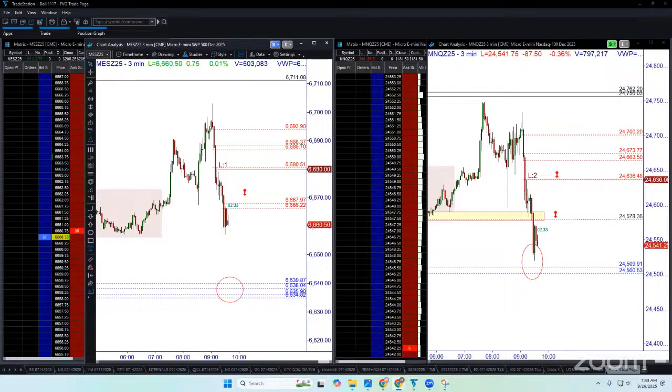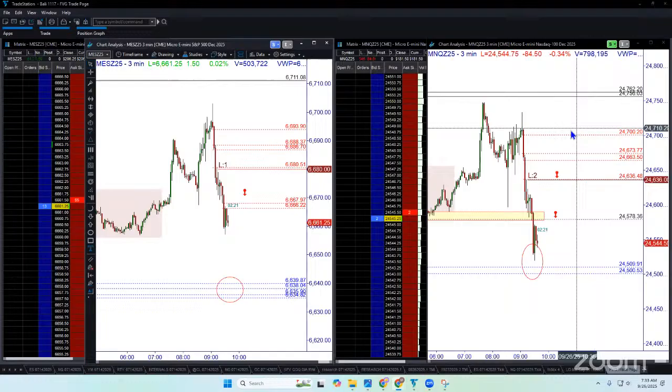Wow, nice job, Candlestick. You made 1.3K. Locked out. Nice job. All right, have a good day, everybody.